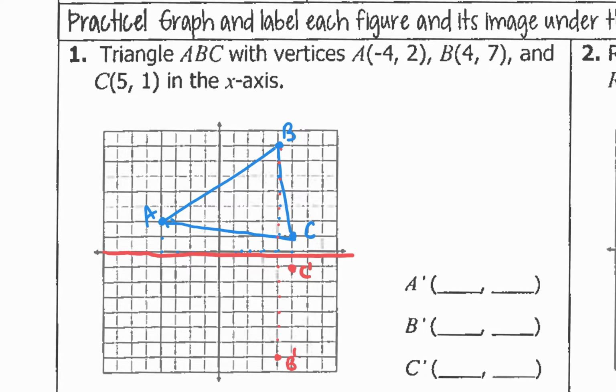And A is 2 units away from the mirror, so it's 2 units down, so that's A prime. So A prime will be -4, -2, 4, -1, 5, -1. I went ahead and drew the picture, and so there are the two triangles. This is your pre-image, and this is your image.